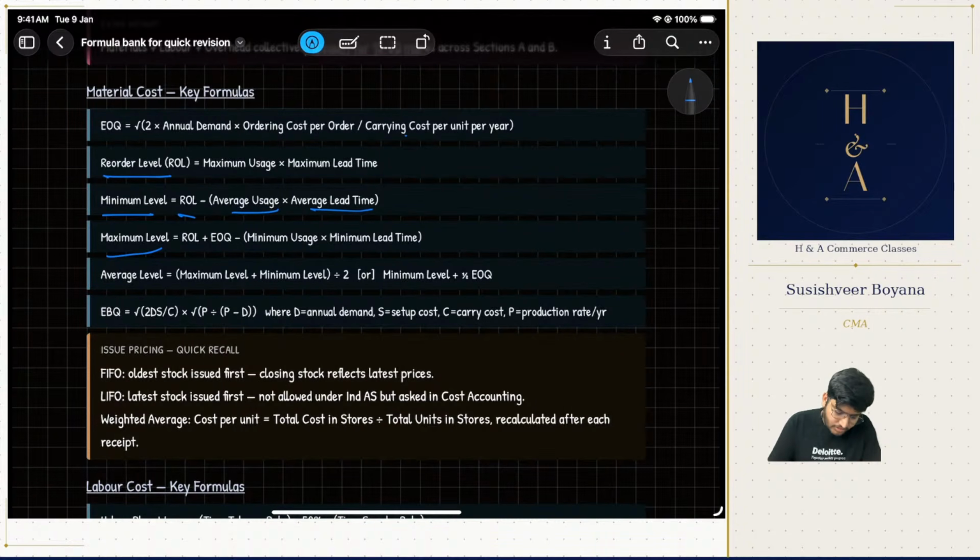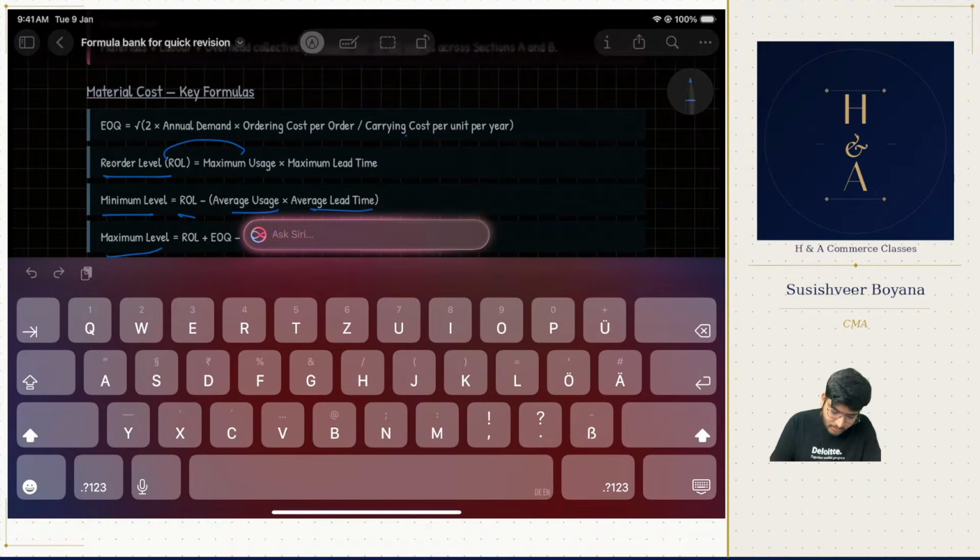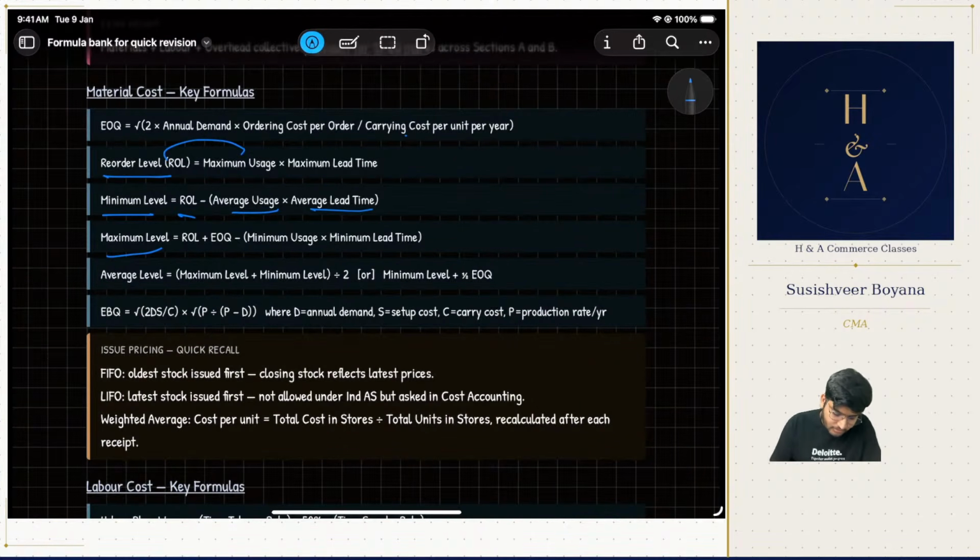You might have to find them vice versa. That is something you might have to do. So I'm not going to explain that. Okay, maximum usage. If they ask, I don't have to tell you, it is reorder level divided by maximum lead time, right? You guys can figure that out.